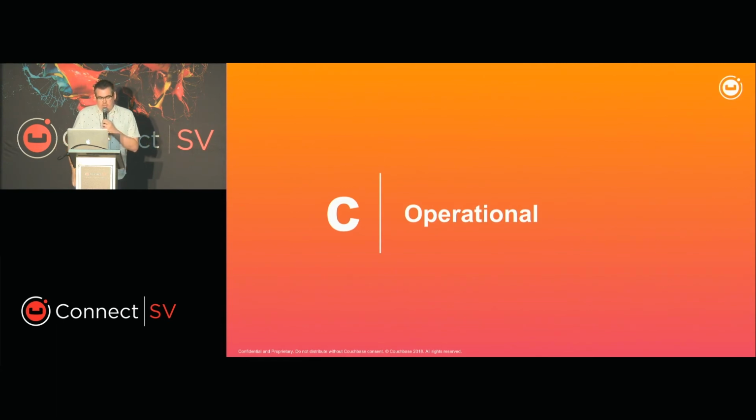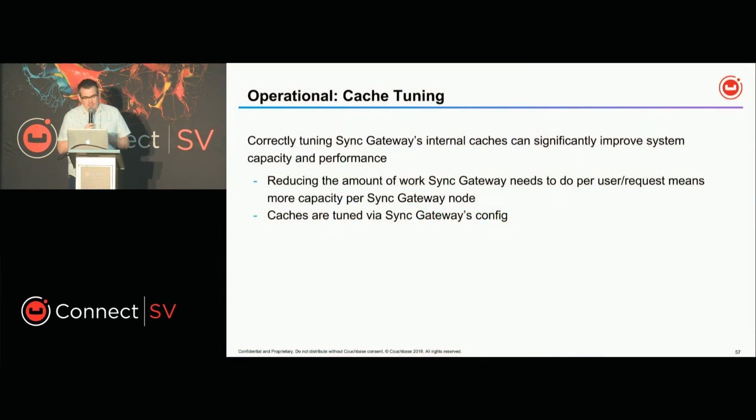So just to wrap up, let's go through a handful of key operational concerns. One of the big ones for Sync Gateway is cache tuning. Sync Gateway has two internal caches, which I'll talk about. Correctly tuning those caches can have a significant impact on system capacity and performance. So basically the number of users you can serve from a given Sync Gateway node, and the latency against Sync Gateway, your caches have a big impact on that.